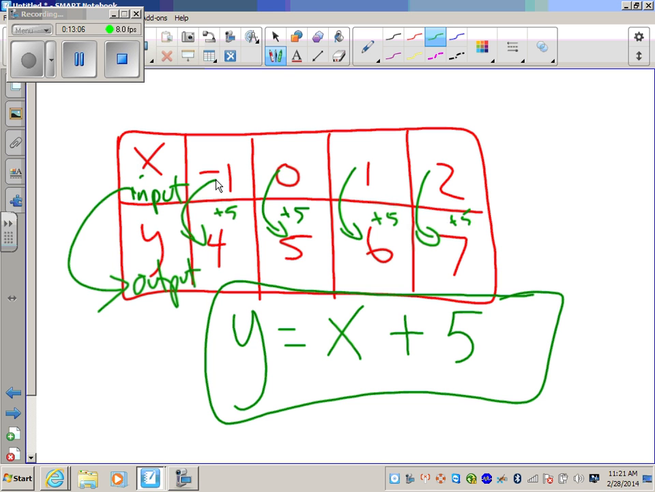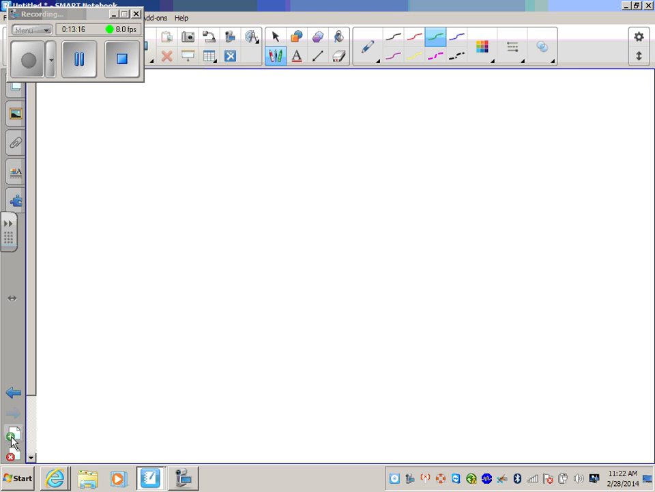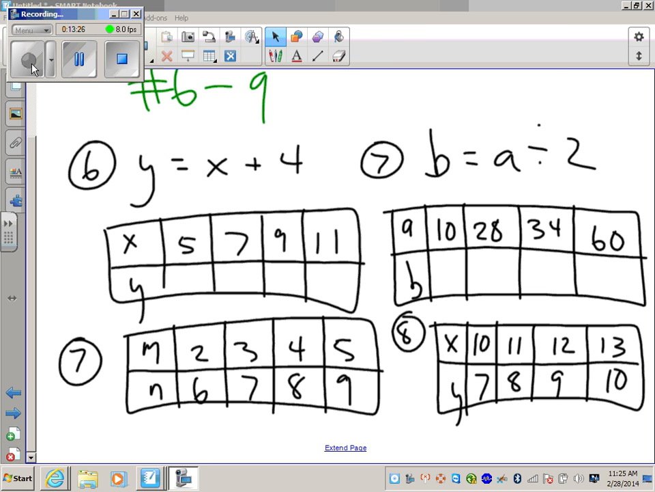Okay, let's take a look at 13.3. Make sure you're looking at 13.3. Do numbers 6, 7, 8, and 9 in class. On 13-3, number 6, y is equal to x plus 4. Eli, come on up and finish out that table. Number 6, finish it out.